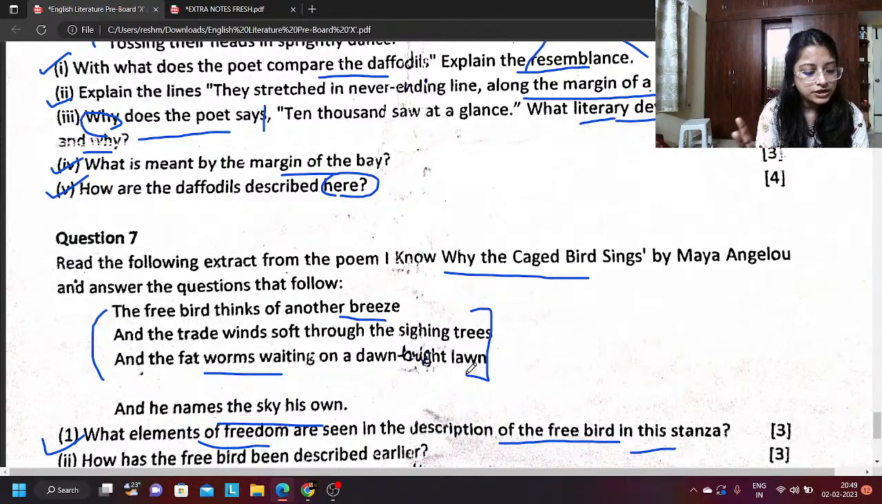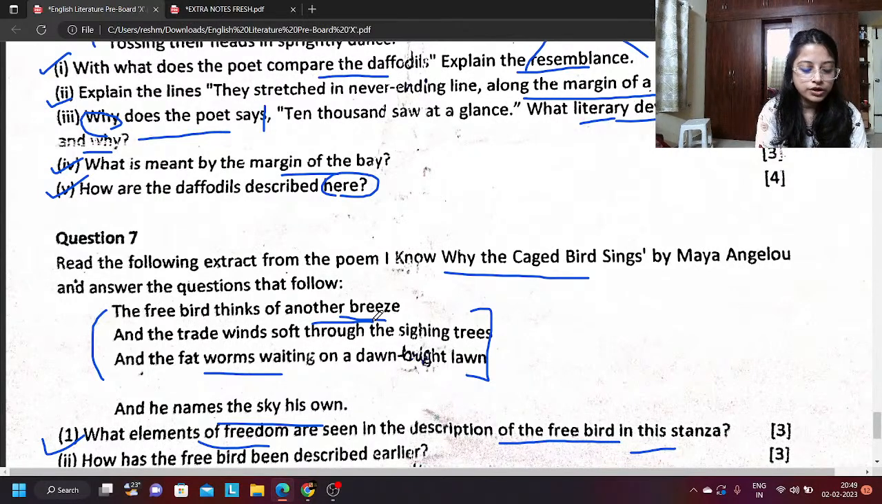Second, the free bird spends its time living, enjoying, doing whatever it wants. Then when the free bird thinks, what is it thinking of? It is thinking of another breeze. So here, what are the signs? Another breeze. It thinks about fat worms, that means good, delicious food. Not only food, good food, delicious food.